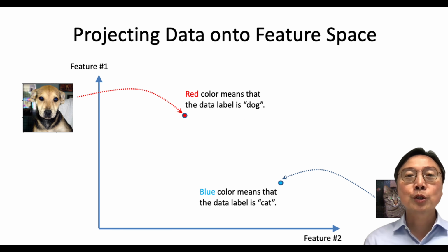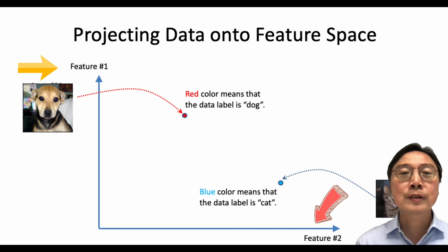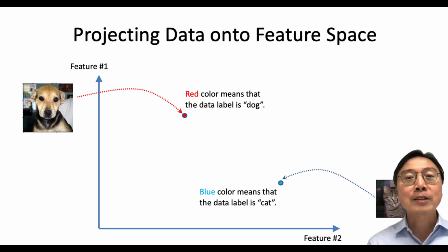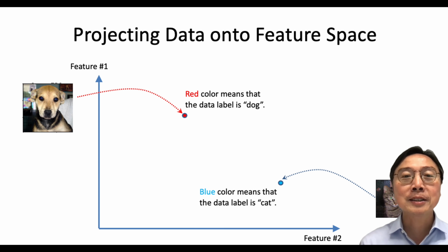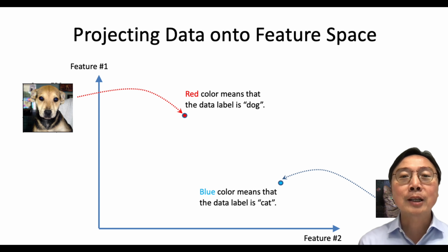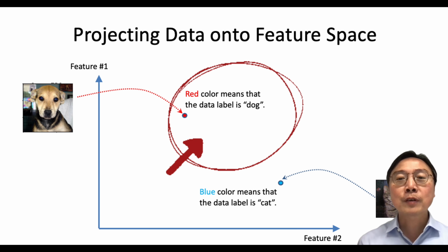So this is a very simple plot. The y-axis is feature one, and the x-axis is feature two. I plot the two features of a dog on this 2D coordinate plane. As you recall, the feature one value for a dog should be larger, and the feature two value should be smaller. So that's why you have this plot here. I use the red color to indicate that it belongs to a dog.